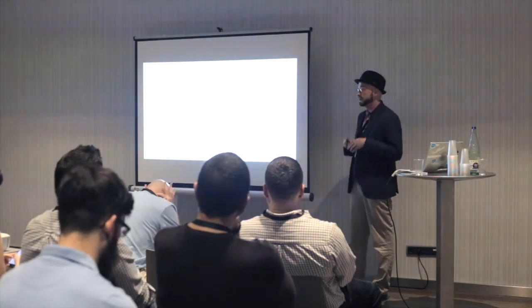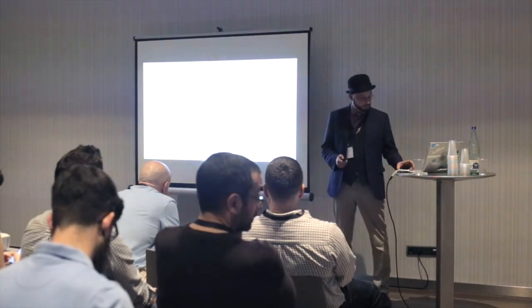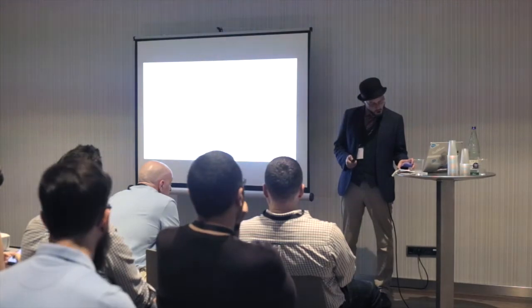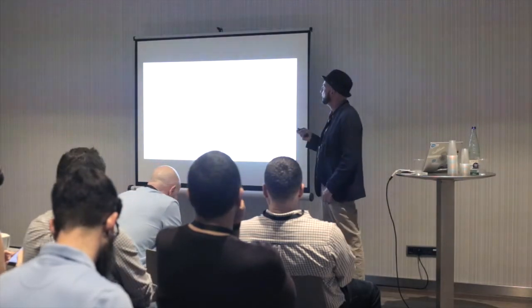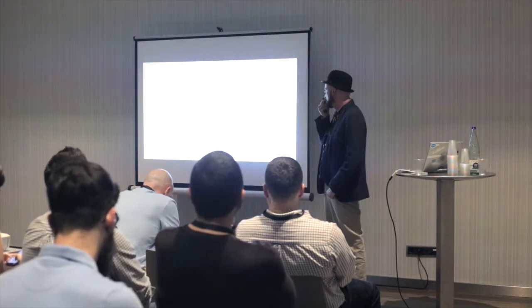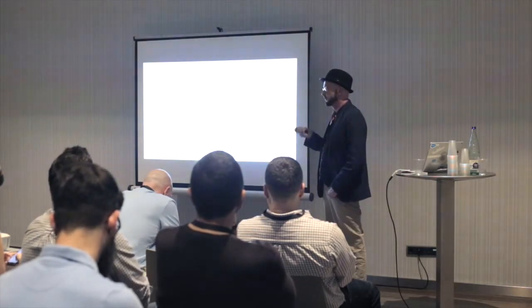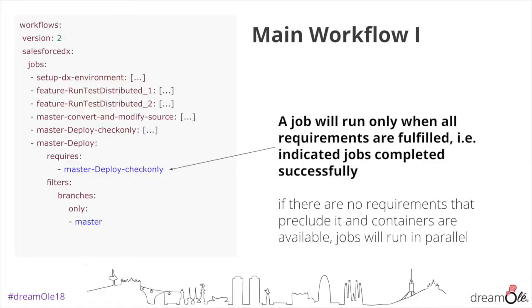So let's go into a deep dive, meaning let's look at how I build the configuration for CircleCI. I'll quickly have a look at the time. Right, great. So what we have here is the abbreviated form of the config file you can see at the GitHub repo. So here you have the question, Anand, how do I prevent parallelism? And that you do by declaring requirements. So this job, master deploy, has a requirement on master deploy check only. So it will only run if that one succeeds.